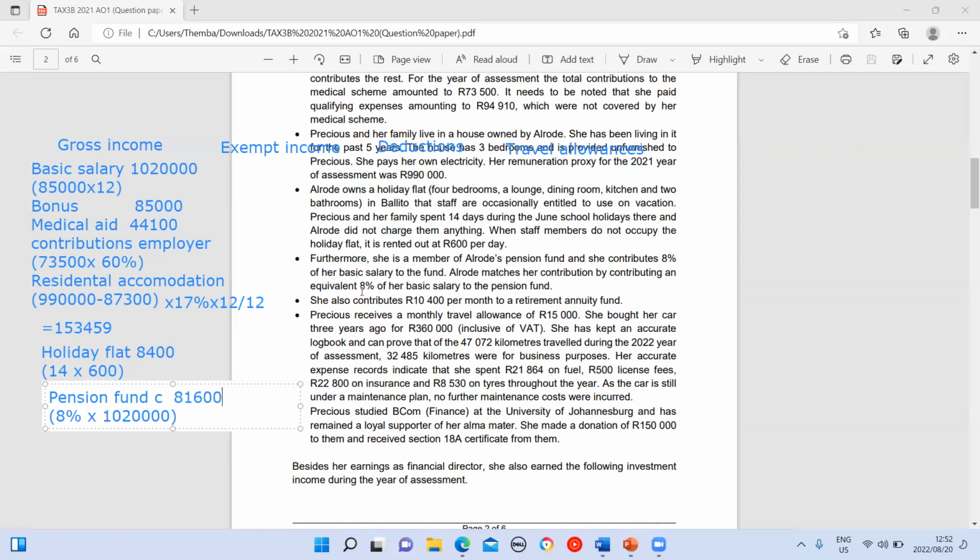Okay, let's move on. She also contributes 10,400 per month to a retirement annuity fund. She contributed this by herself, so this will have no effect on your gross income. It only has an effect if the employer contributes, because that's seen as income for the taxpayer. Now with this information, are there any exemptions here? No, there aren't any exemptions. So let's move on to the travel allowance.